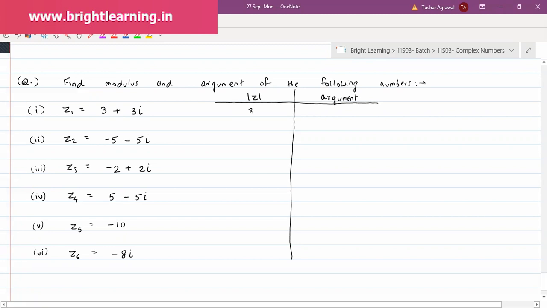First one: modulus is 3 root 2 and argument is 45 degree. Pujita got it right. Dhananjay, I hope no doubts. Shall I explain all the six questions? Pujita, is it over? Completing, sir. 1 minute, sir. Okay.